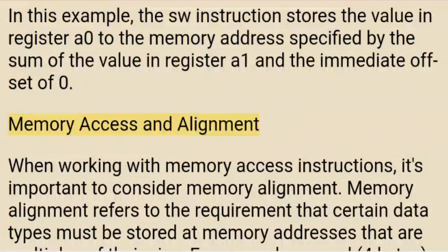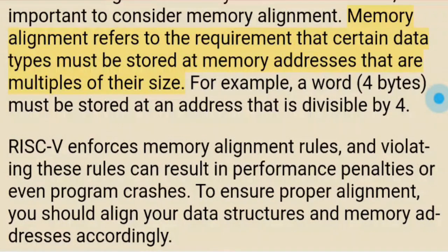Memory access and alignment. When working with memory access instructions, it's important to consider memory alignment. Memory alignment refers to the requirement that certain data types must be stored at memory addresses that are multiples of their size. For example, a word (4 bytes) must be stored at an address that is divisible by 4. RISC-V enforces memory alignment rules, and violating these rules can result in performance penalties or even program crashes. To ensure proper alignment, you should align your data structures and memory addresses accordingly.